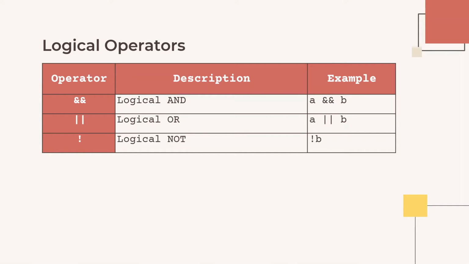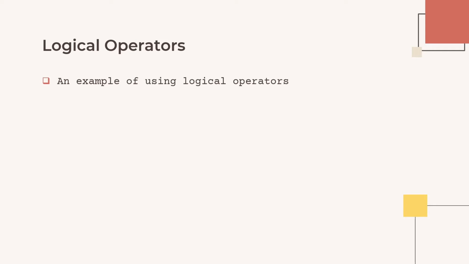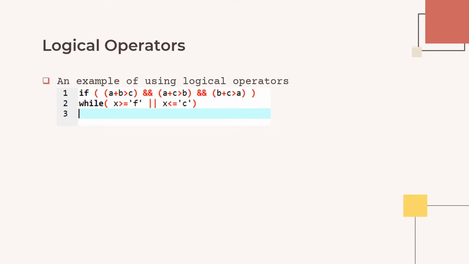And then the logical operator. Logical operators are often used in selection or looping conditions. This is the example of logical operators for logical AND, OR, and NOT. Okay, I will show you the example of using logical operators in selection and looping conditions. The first line shows the example of using a selection condition, and the second line is used for a looping condition.